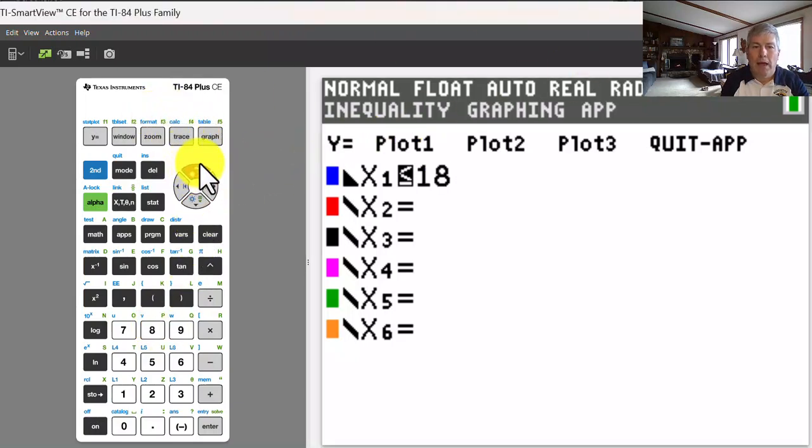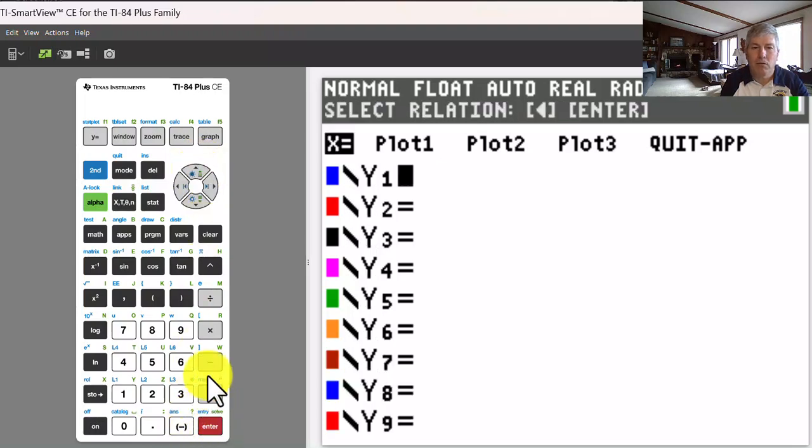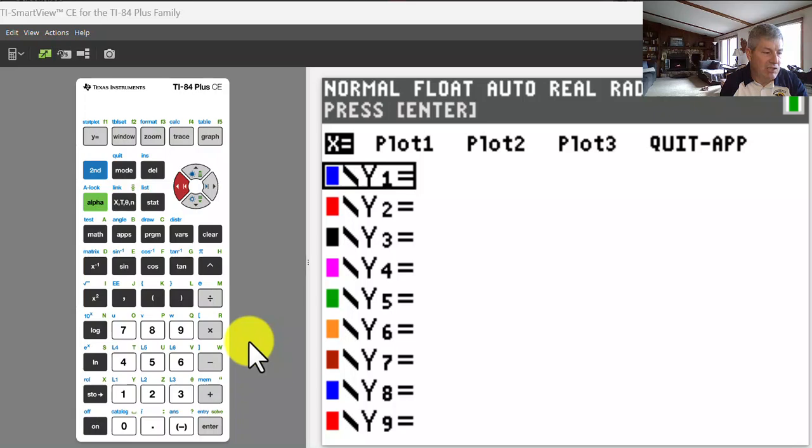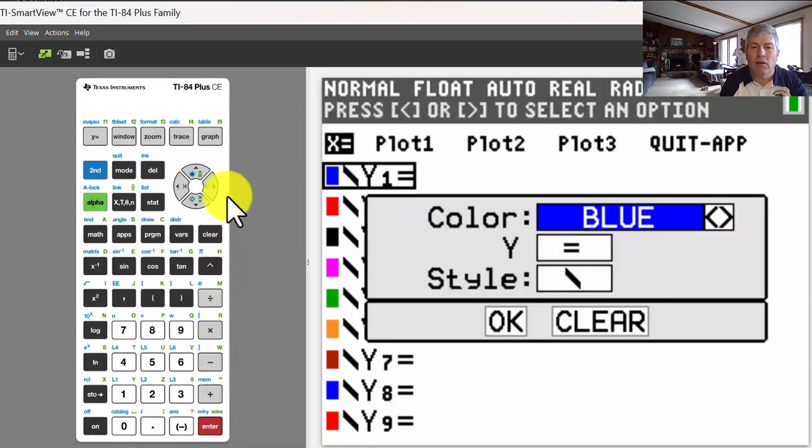Now I'll go back to my y equals menu, and I'll put in my two linear equations in the y equals menu. Again, I'm going to change these. I want y is greater than or equal to 2x plus 9, and y is greater than or equal to 3x minus 9.